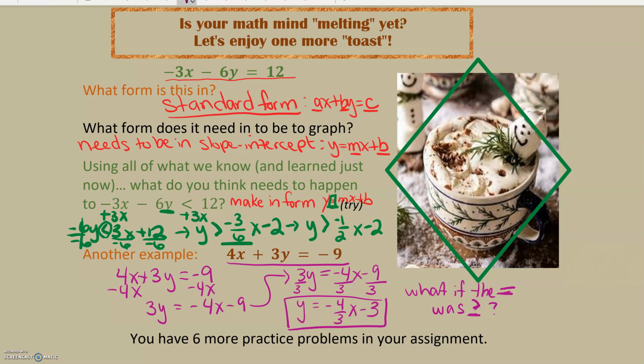That means that you need to move back to your assignment, and you have 6 more practice problems to finish where you are just isolating y. You're going to move things around and isolate y.